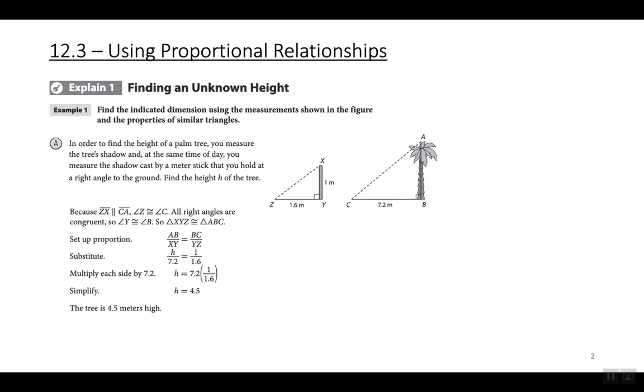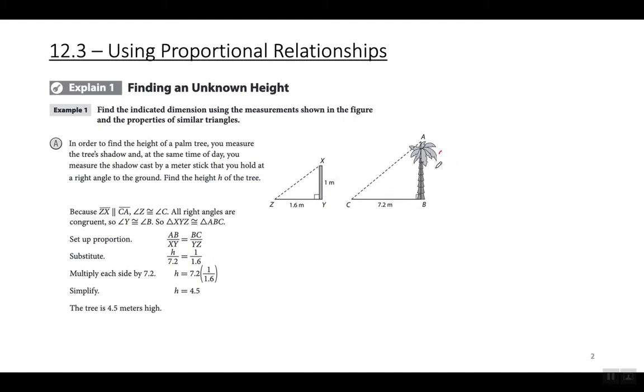It says find the indicated dimension using the measurements shown in the figure and the properties of similar triangles. So basically, for every question in this chapter, you're going to have similar triangles, and you've got to find the segment that's missing. And whenever you have similar triangles, corresponding sides are proportional. So this side compared to this side has to be equal to this side compared to this one.